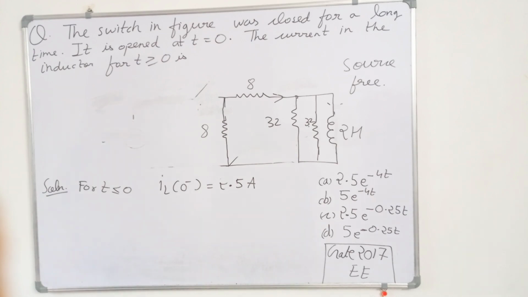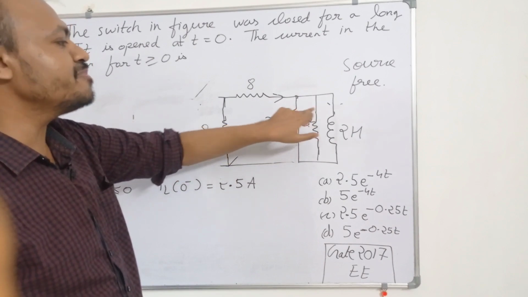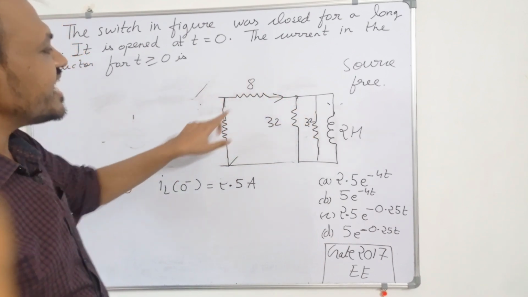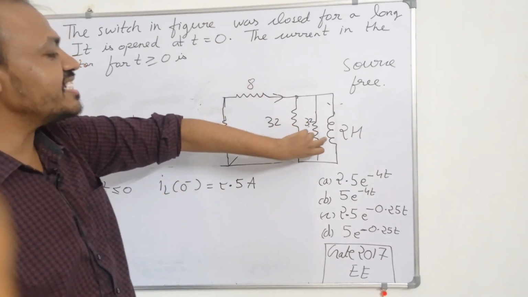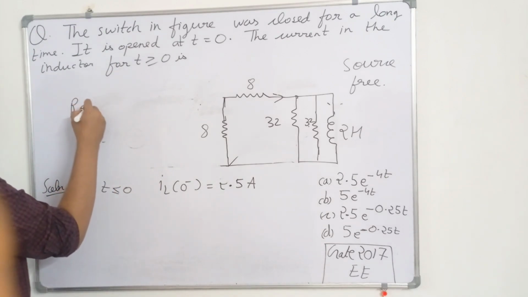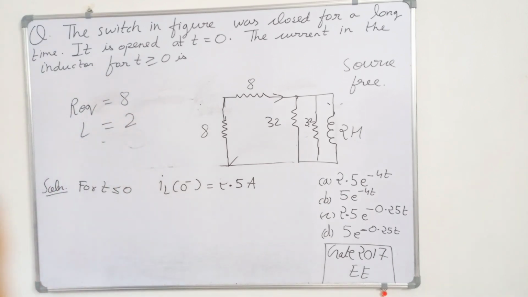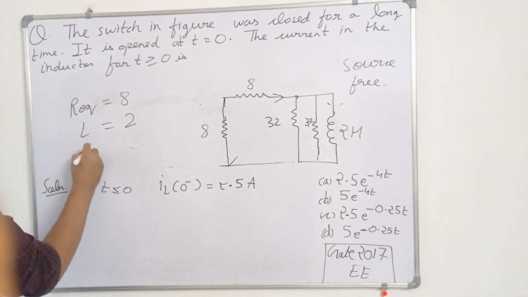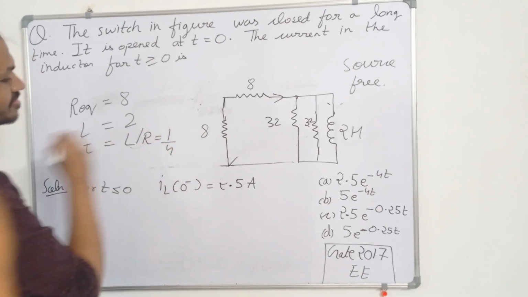To find the time constant, this 32 and this 32 are in parallel, so it becomes 16, and this 8 and this 8 are in series, so 16. This 16 and this 16 are in parallel, so it becomes 8 ohm. So R equivalent equal to 8 and L equal to 2. The time constant tau is given as L upon R, so the time constant is 1 upon 4.